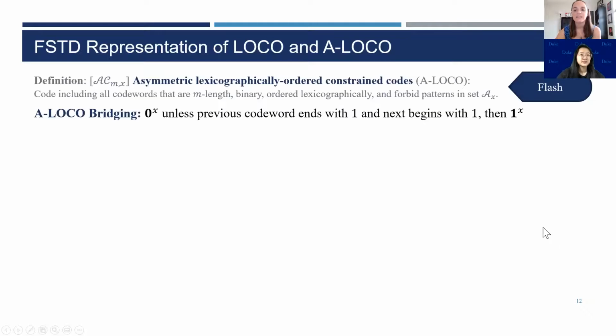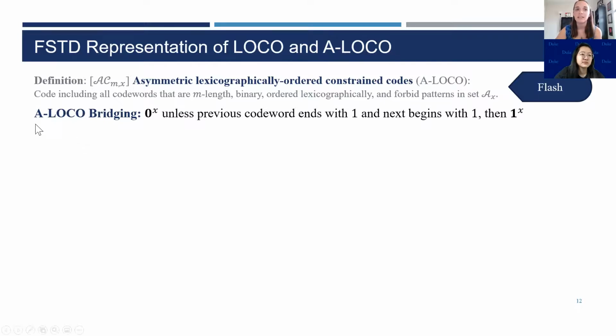Okay, so we first provide the definitions of ALOCO and LOCO codes because these are the codes of interest. And so ALOCO here is listed at the top. Its primary application is in flash memory. And so it's denoted as AC sub m of x, where m and x are parameters of the code. And it simply stands for asymmetric lexicographically ordered constrained codes. So these are codes that include all the code words that are m in length, and binary, and also ordered lexicographically, and forbid all the patterns from the exact same set we saw in AX constrained codes. And though this definition does require that the code words be ordered lexicographically, that's actually not a constraint that is needed to follow our power spectral density calculations.